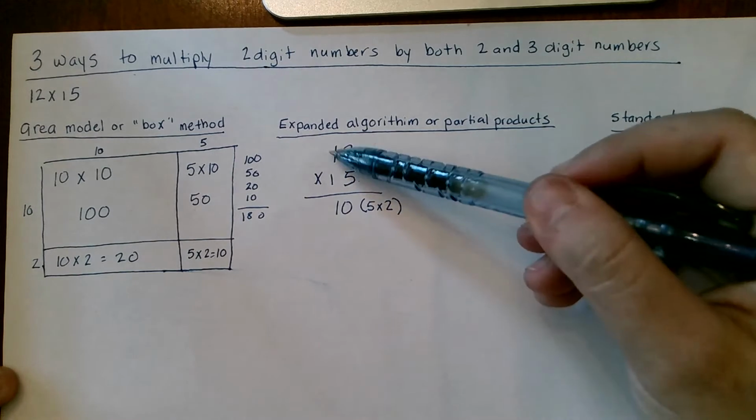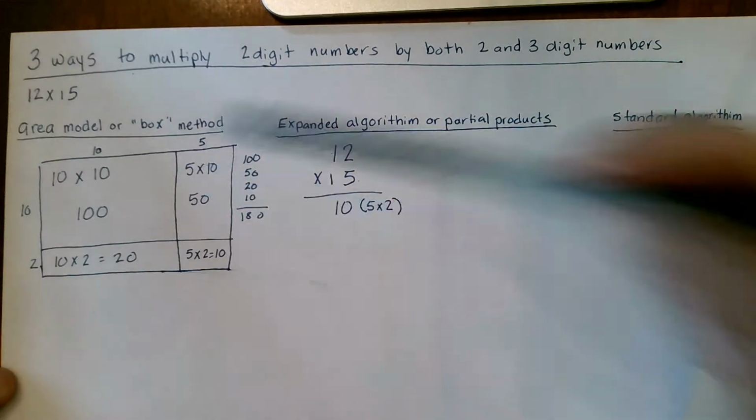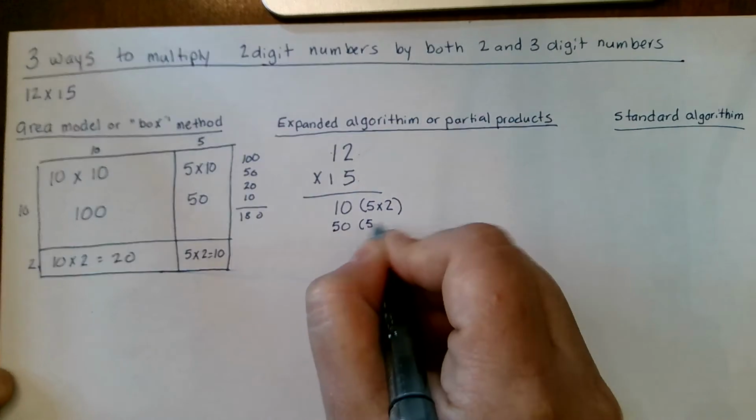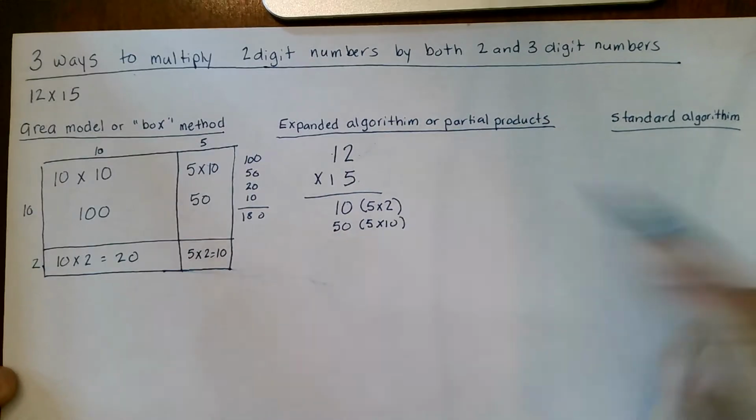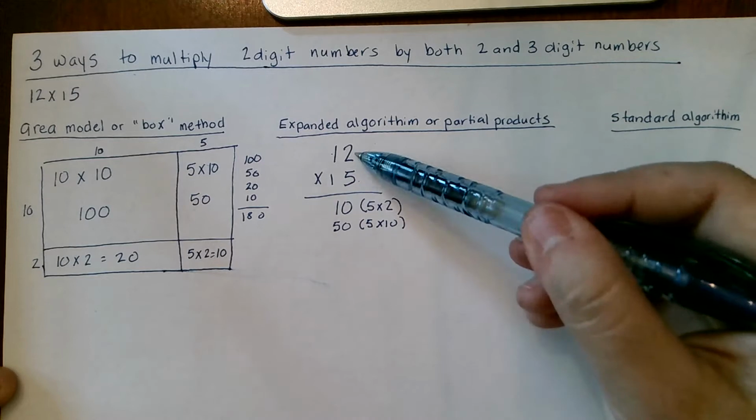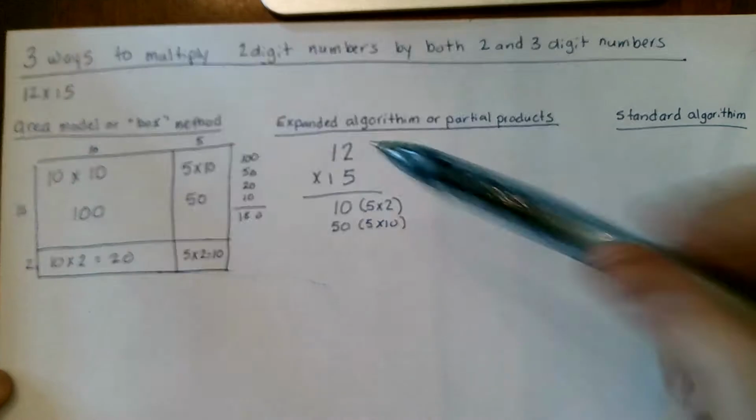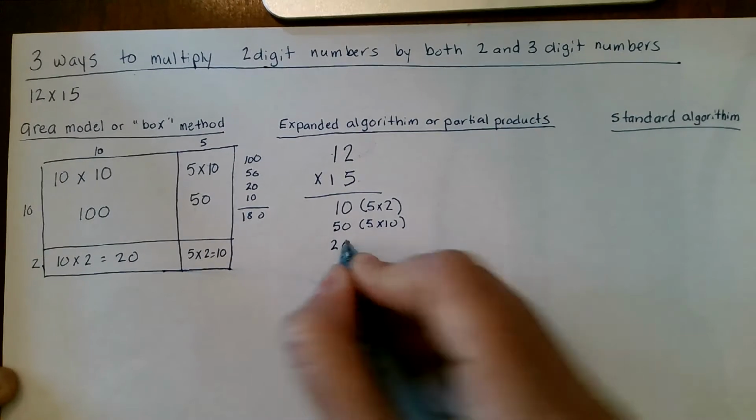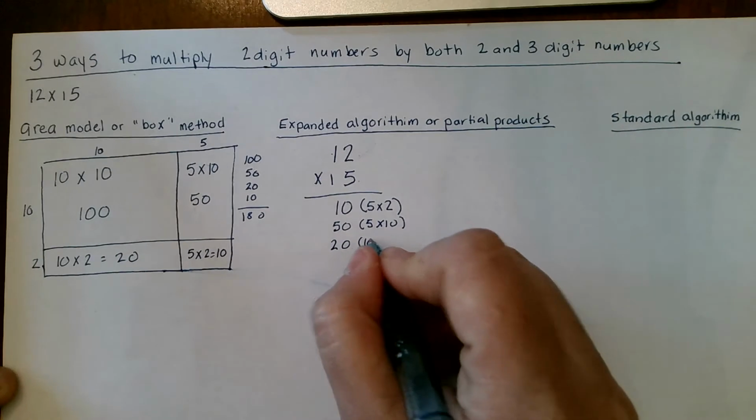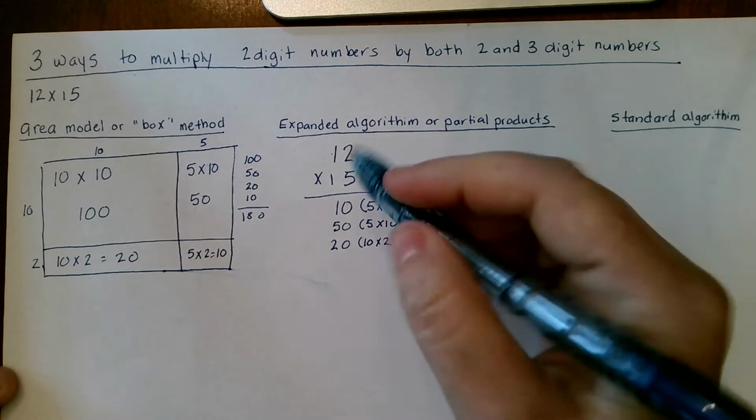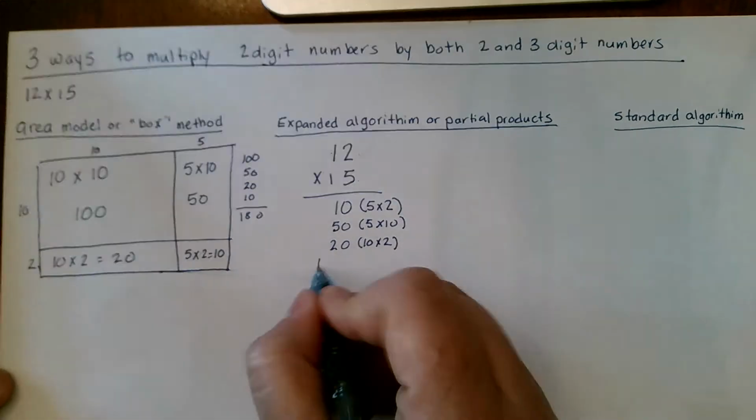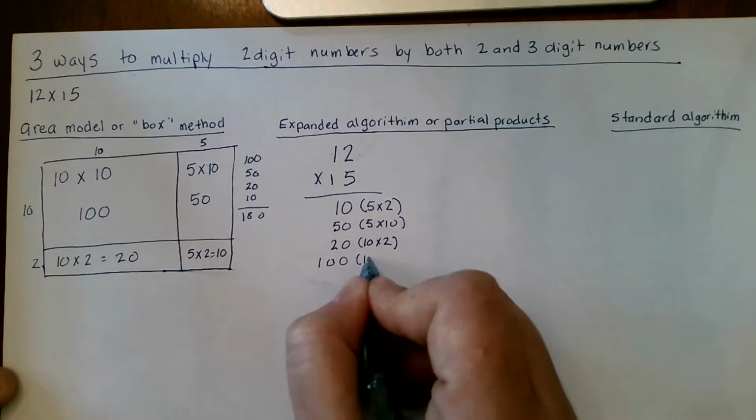Then we're going to do 5 times 10, which is the same thing we did here, which is 50. So that's going to be 5 times 10. Then we're going to do 10 times 2, which is the same thing we did right here, which is 20. And then we're going to do 10 times 10, which is the same thing we did here, which is 100.